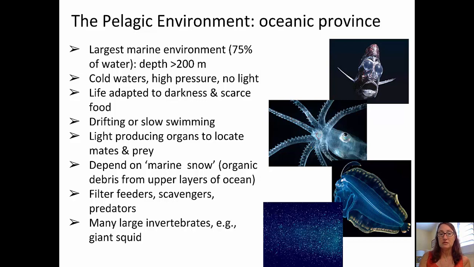Many produce light, and they depend sometimes on marine snow, which you can see in the bottom left picture here, which is organic debris that rains down from up above in the ocean on a 365, 24/7 basis. Here we find filter feeders, scavengers, and even predators. Many large invertebrates live there, such as the giant squid.